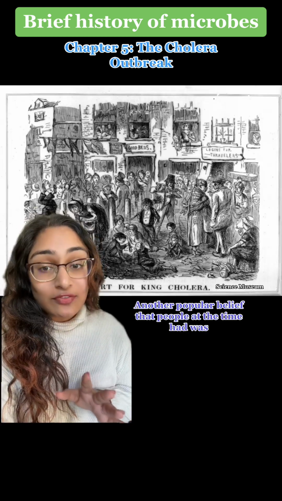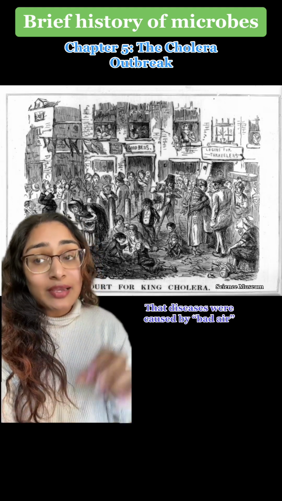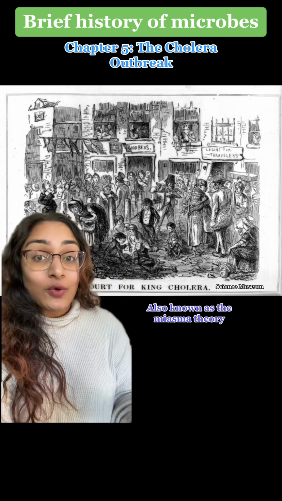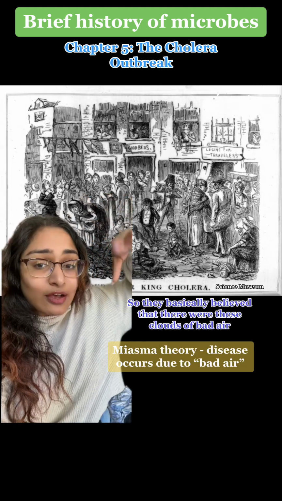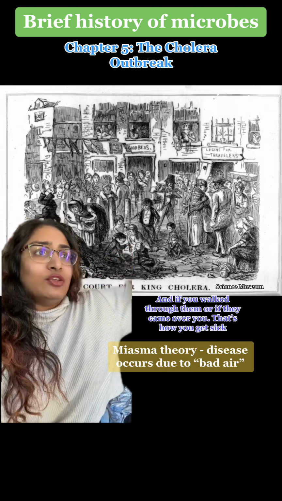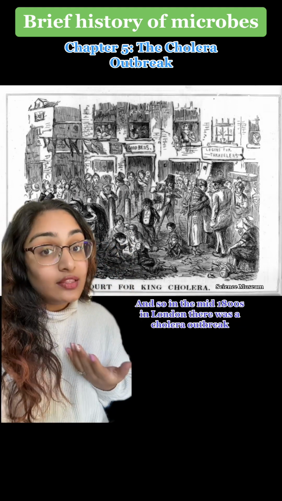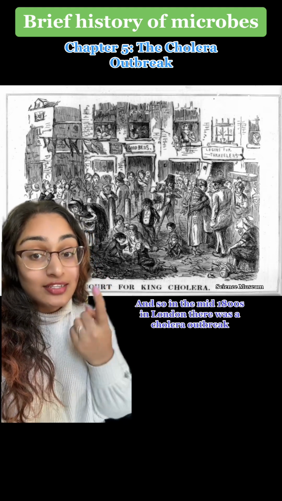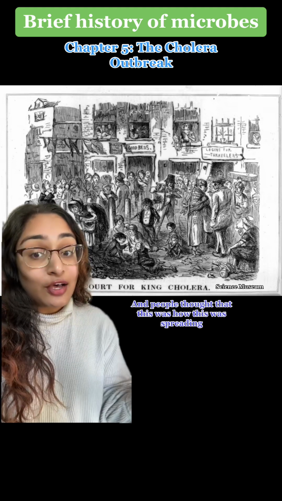Another popular belief that people at the time had was that diseases were caused by bad air, also known as the miasma theory. So they basically believed that there were these like clouds of bad air, and if you walk through them or they came over you, that's how you got sick. And so in the mid 1800s in London, there was a huge outbreak of cholera, and people thought that this is how this was spreading.